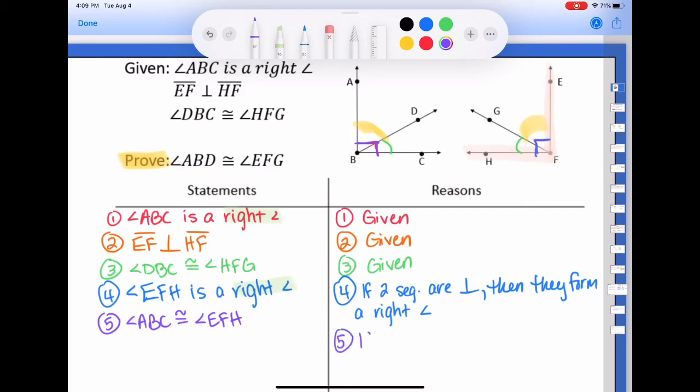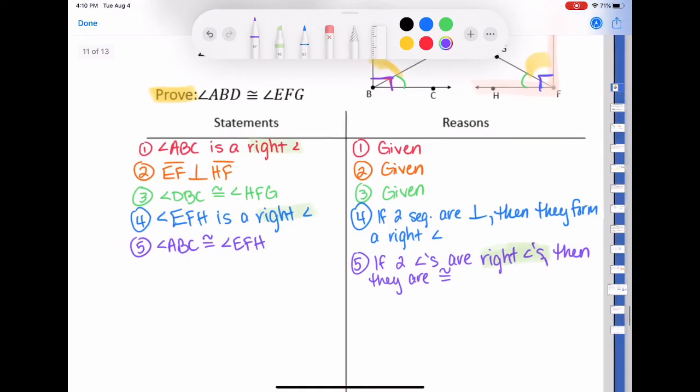Step 5, if two angles are right angles, then they are congruent. And again, I need to say that if two angles are right angles, not the same measure, because I didn't say anything about their angle measure, I have to use that correct theorem that if they are right angles. So watch your vocabulary there. Okay, so now I have these two big parts are congruent. I have the two little parts are congruent from my given. So now I can use the subtraction property.